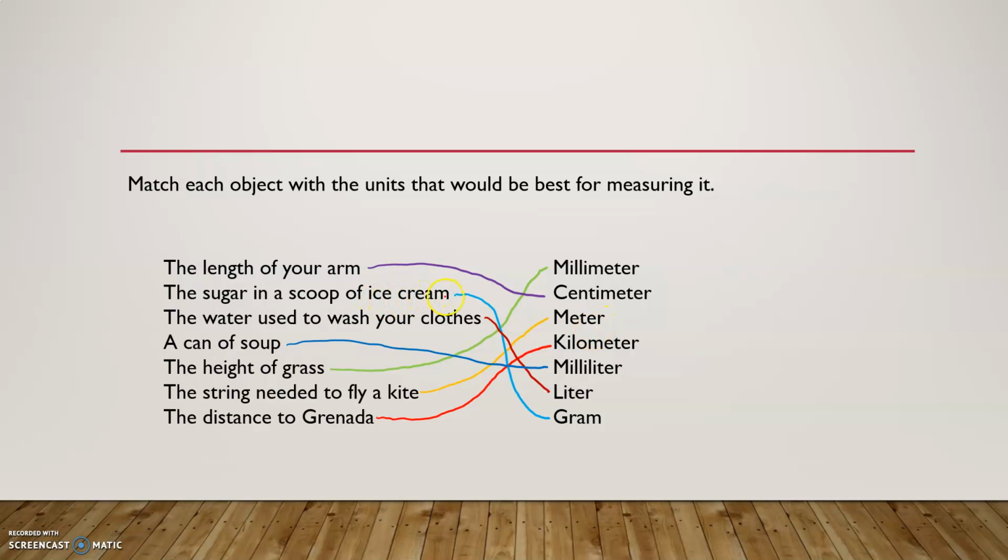When we talk about the sugar in a scoop of ice cream, we're talking about mass. And so we are going to use grams. The water used to wash the soap, you've talked about how many liters it takes to fill up your washing machine, the capacity of it. A can of soup is measured in milliliters. The height of grass, millimeters would be the best because grass isn't very long. Centimeters could work, but millimeters is probably better. The string needed to fly a kite, those kites get up pretty high, so we want to use meters. And then the distance to Granada would be kilometers.